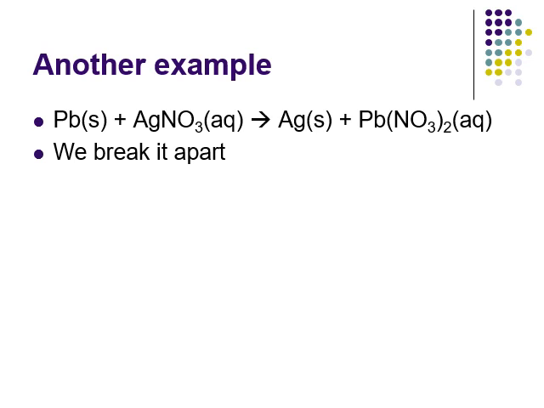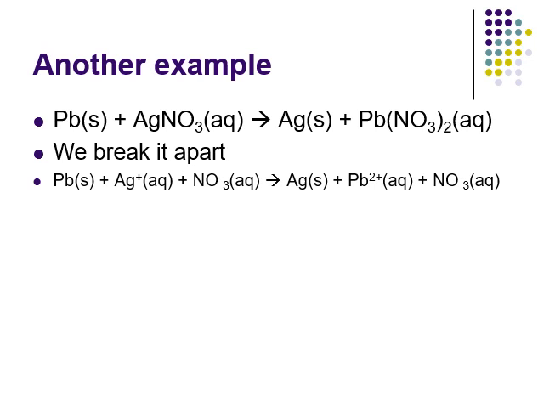So first thing we do is we break it apart. Anything that's ionic, we break apart, or aqueous, I mean. So notice the lead stays the same. Silver nitrate turns into silver and nitrate. Solid silver stays the same. Lead nitrate turns into lead and nitrate.